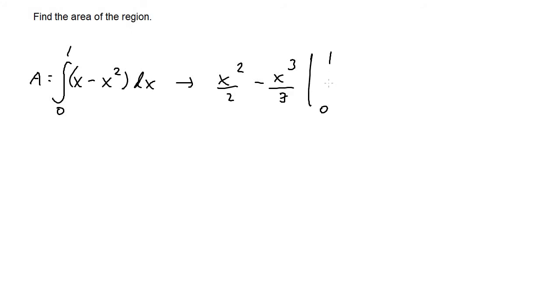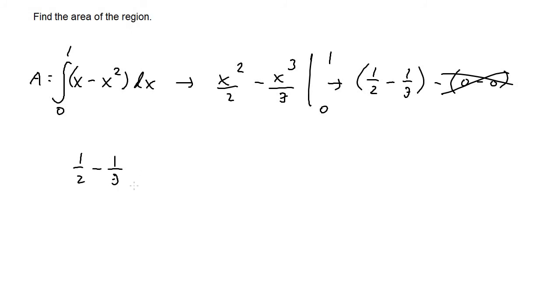When I plug in 1 for x, we get 1 squared over 2, which is just 1/2, minus 1 cubed over 3, that's 1/3, minus, when I plug in 0 for x, we just have 0 squared over 2, which is 0, minus 0 cubed over 3, that's also 0. So that will cancel, and all we're left with is 1/2 minus 1/3. I can combine those two fractions. I can turn 1/2 into 3 over 6, and negative 1/3 into negative 2 over 6. Then 3 over 6 minus 2 over 6 gives us the final answer of 1 over 6.